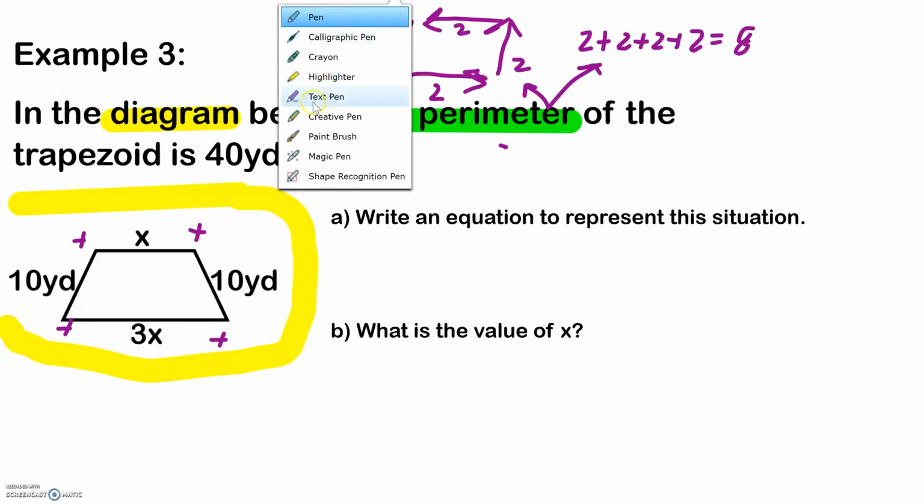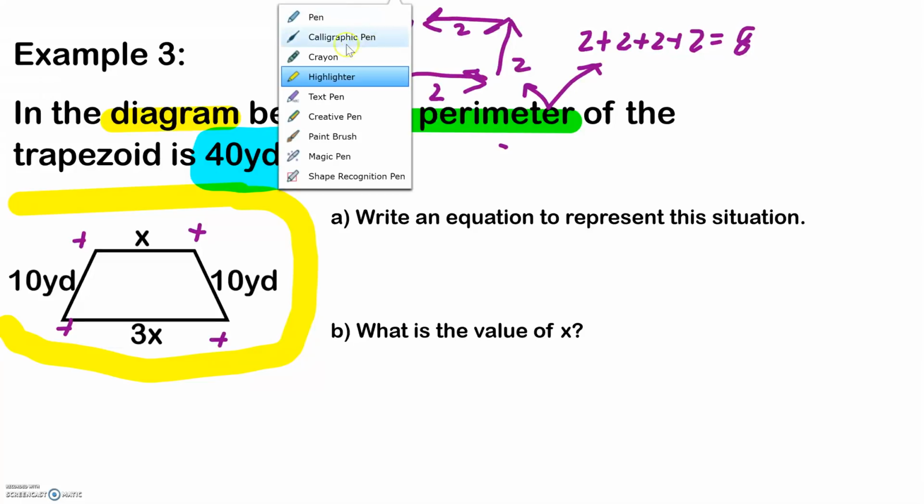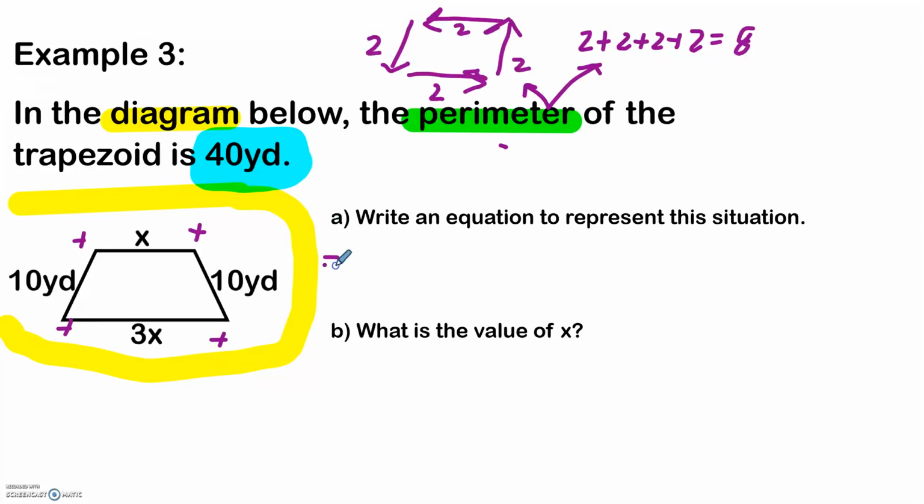Our other important information in the problem is the fact that the perimeter was 40 yards. So I know that once I find the perimeter, I'm going to have that equal to 40 yards. Try your best to write an equation to represent the situation. Keep in mind the information we just went over about perimeter being the adding of all the sides and the perimeter being equal to 40 yards.